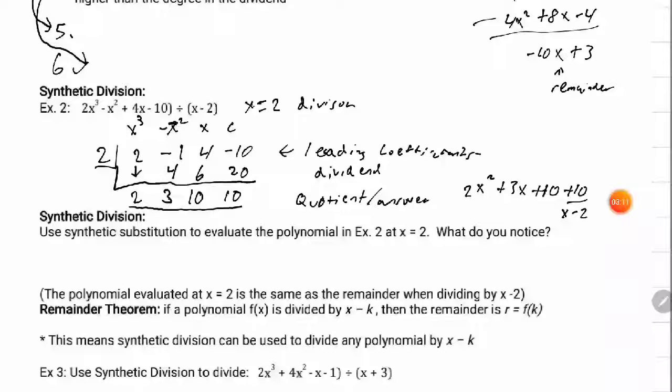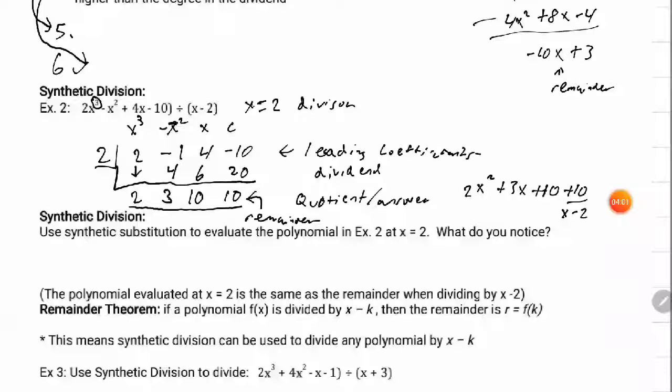Okay, so the reason why I started with x squared is because this is going to be 1 degree lower than our original. So the degree we have originally is x cubed. So 1 degree lower would be x squared. So these new numbers that I created are the coefficients of our answer. And then the last one, our last number, is our remainder. So 2x squared plus 3x plus 10 plus another 10 over x minus 2, because that's what we're originally dividing by, x minus 2.